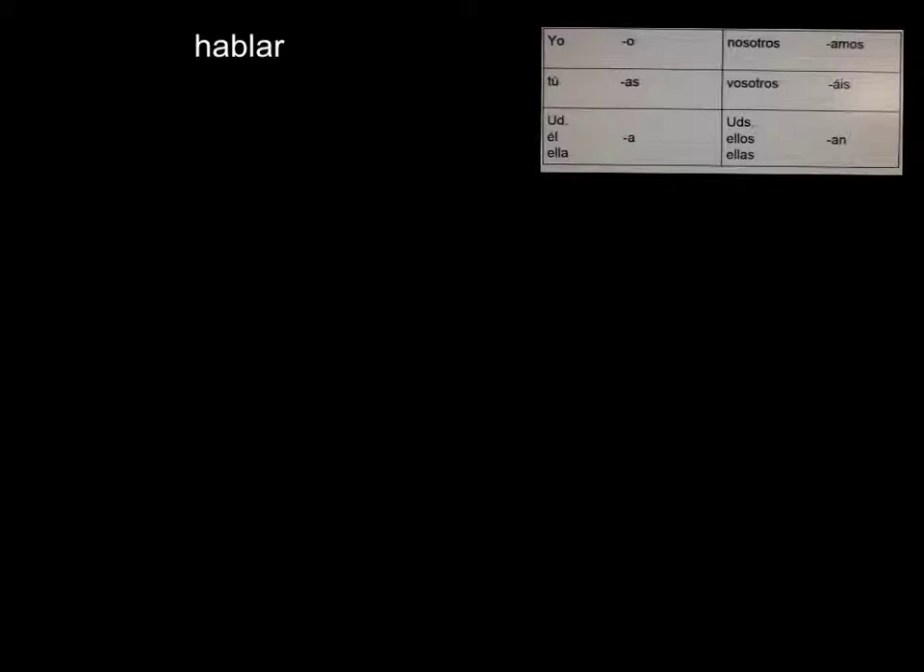Our first step is always to drop the ending. So once we drop the AR, we are left with habl. Let's see what this looks like when we actually conjugate a verb.